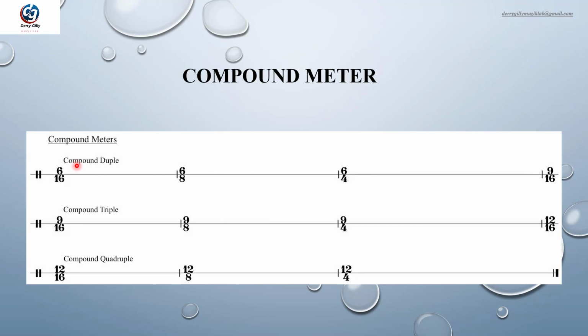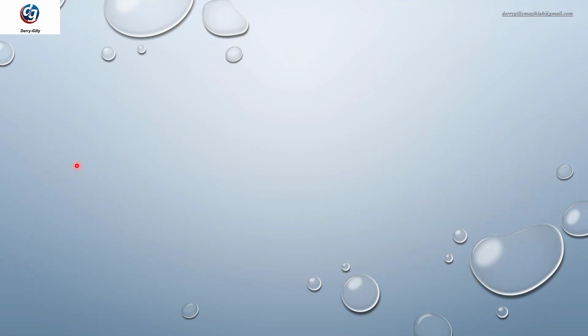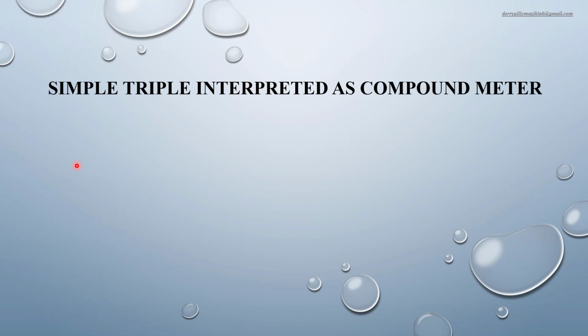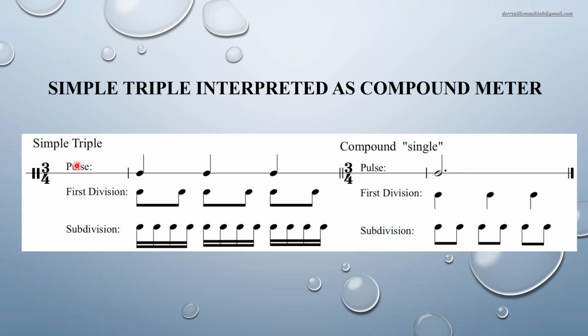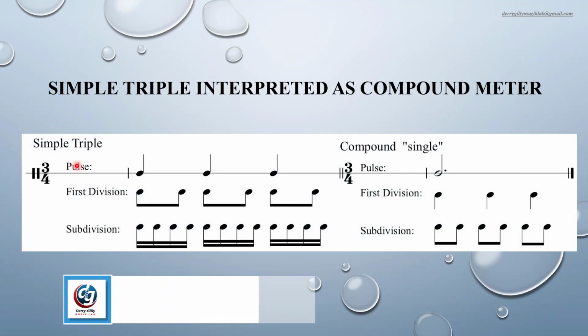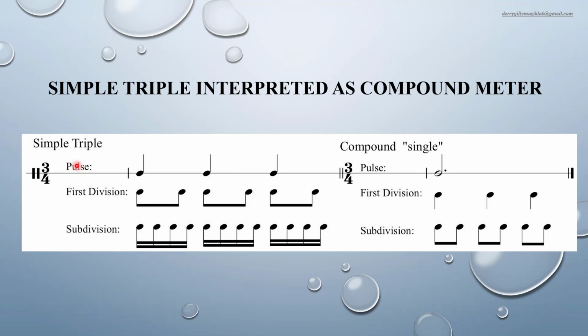Okay, it is simple meters that divide their values into two subdivisions in each level of the table, and compound meters divide the first division level into three. So you should be very careful about that. Simple triple, which is interpreted as a compound meter. Some simple triple time signatures may be perceived as either simple or compound, again depending upon the tempo.